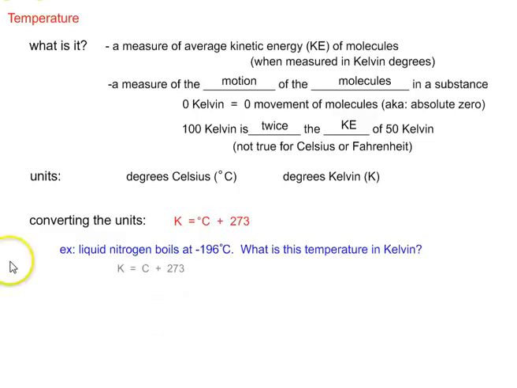Well, we start with Kelvin equals C plus 273, and we know our Celsius temperature is negative 196. So we're going to substitute negative 196 in for the C of this equation. So this will look like this: Kelvin is negative 196 plus 273. And you just do that calculation in your calculator and you discover that the Kelvin temperature is 77 K. So that's how you convert temperatures between Kelvin and Celsius.